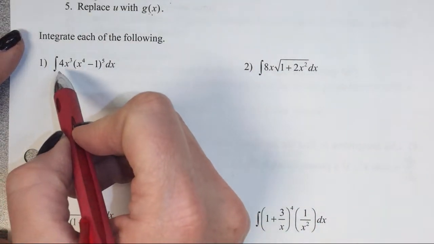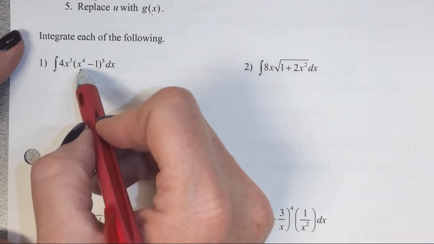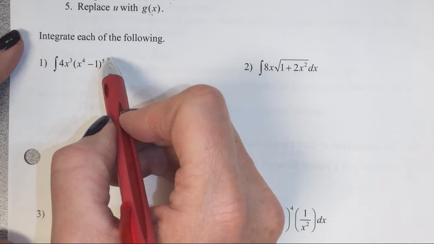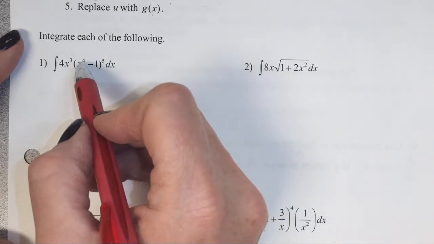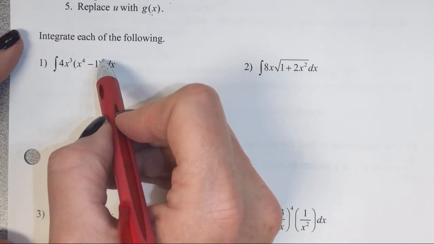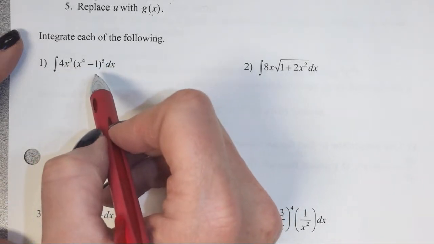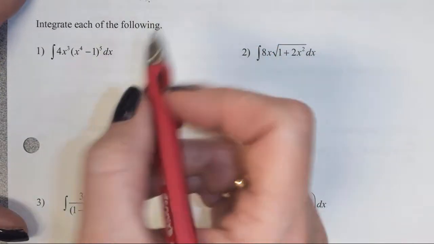Okay, so looking at our first problem, this is similar to our warm-up problem. But on the warm-ups, we had x to the second minus 1 that we had to square. That's pretty easy to do. But if I asked you to multiply out x to the fourth minus 1 quantity to the fifth, horrible, right? You'd have to use Pascal's triangle, binomial expansion, all this stuff just to even get it into the right form. So that's what's so great about a u substitution.